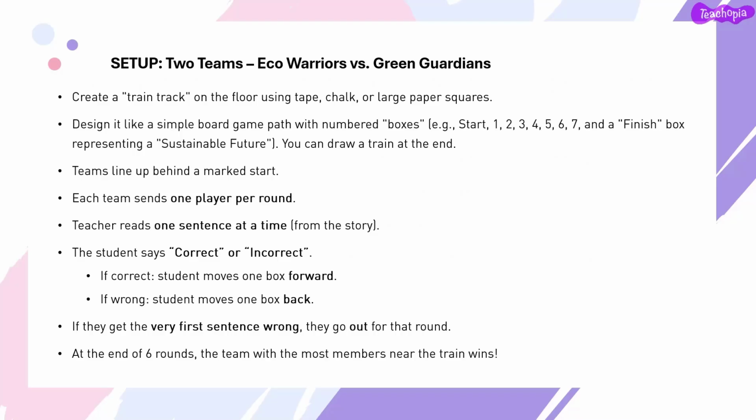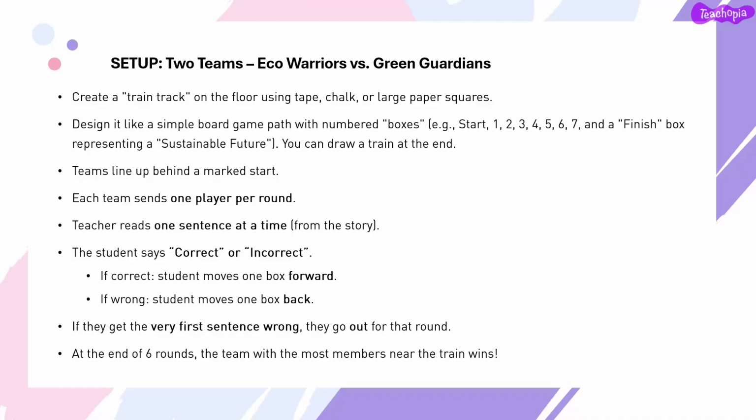The two teams, you can name them one as Eco Warriors versus Green Guardians. Create a train track on the floor using tape, chalk, or large paper squares. Design it like a simple board game path with numbered boxes. Example, start, 1, 2, 3, 4, 5, 6, 7, and a finish box representing a sustainable future. You can draw a train at the end.